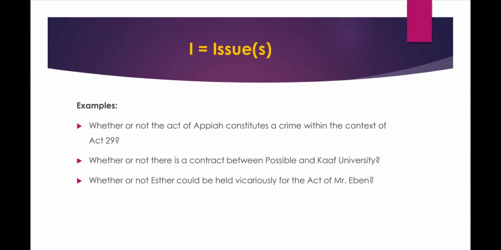Whether or not the act of the person constitutes a crime within the context of Act 29. Someone has committed fornication, and someone has caught the person and sent the person to the police station, and then the issue has been processed to court. The issue is whether or not the act of the person constitutes a crime within the context of Act 29, fornication.